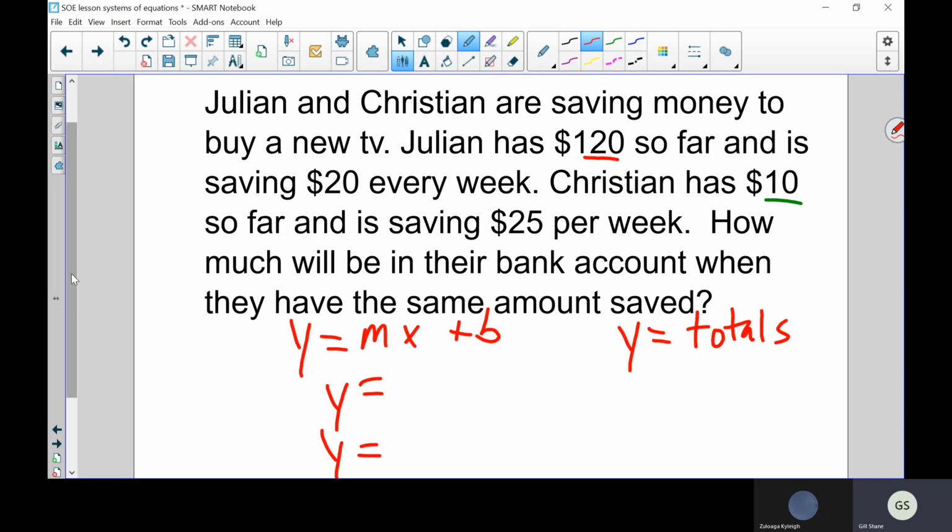What's my starting number for Julian? We'll start with Julian. Before any time passes, he's got $120 in his account. What's he going to do to that $120 as time passes? He's going to add to that $20 per, which we said per means multiply, and then what's going to be multiplied times 20? Only thing we're missing, which is x.